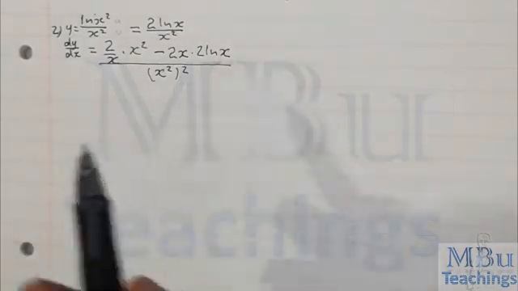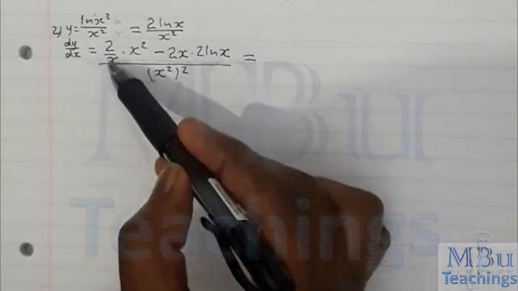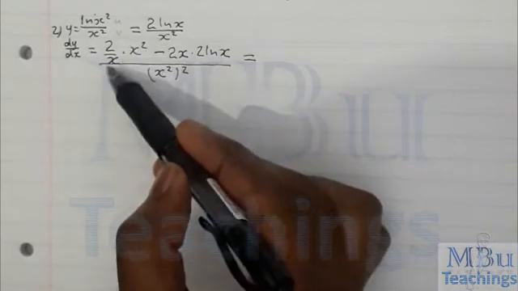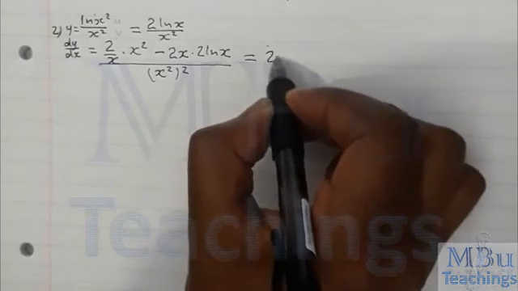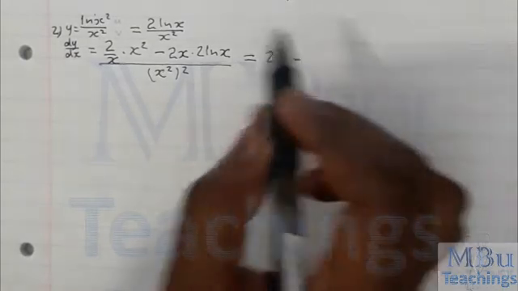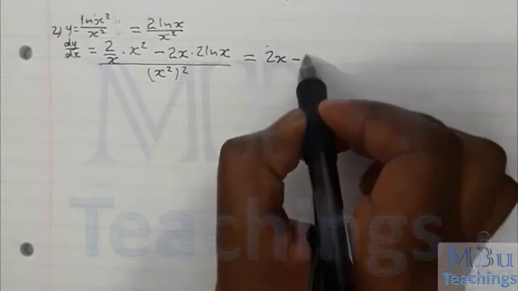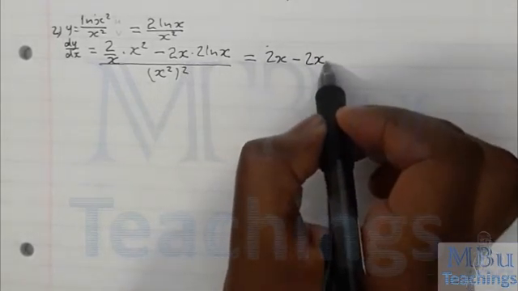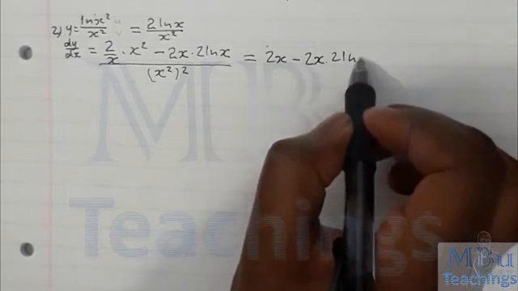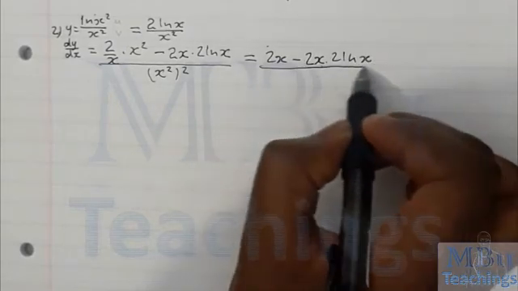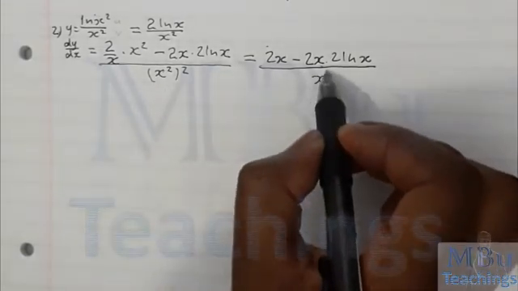Then now we need to simplify this. 2 over x times x squared: one x will cancel out, so we'll be left with 2x, 2x minus. Then here I already have 2x times 2 ln x, everything divided by, now if I'm rewriting this, it will be just x to the power 4.